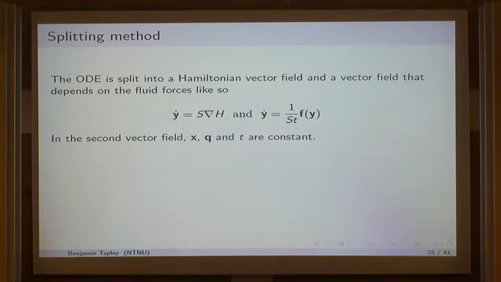Yeah, so we're going to split the vector field into this rigid body vector field and this vector field that's just governed by the fluid forces. And in this vector field, the position, the orientation, and time are constant. So this is quite easy to integrate exactly, and especially with the particle model that we're using, it's just a linear term plus a constant term, so we can use integration by parts. Variation of parameters formula there.